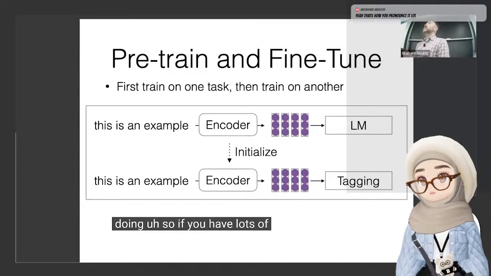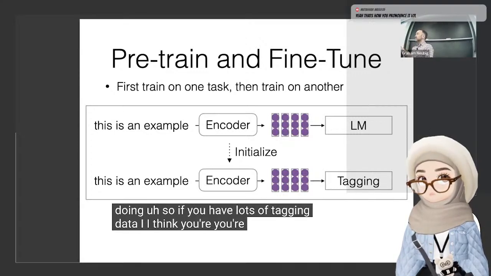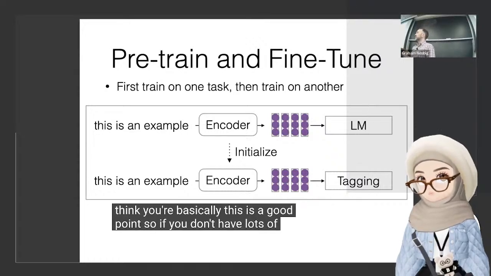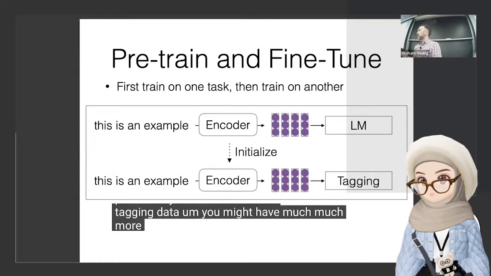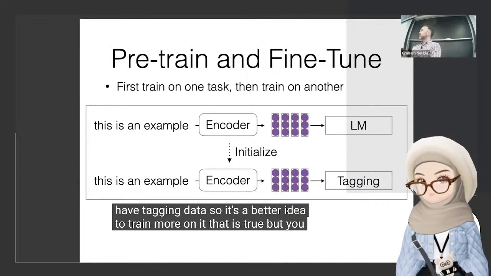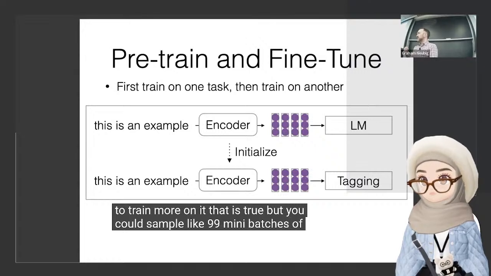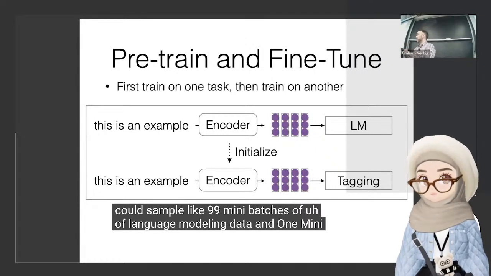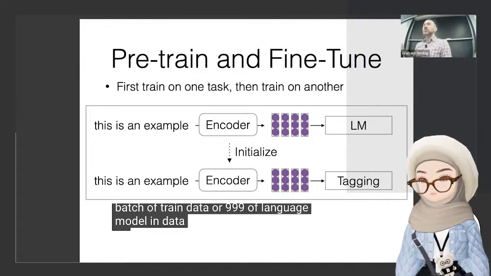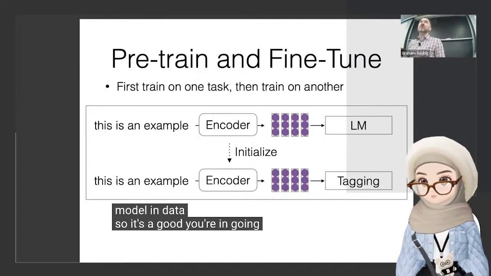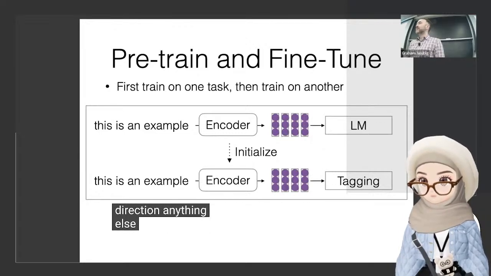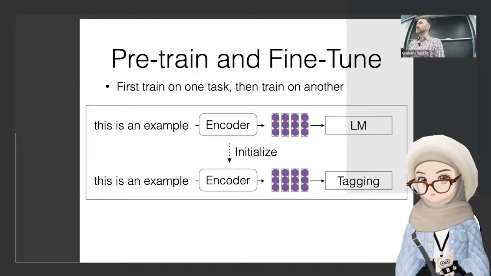So if you don't have lots of tagging data, you might have much more language modeling data than tagging data, so it's a better idea to train more on it. That is true, but you could sample 99 mini-batches of language modeling data and one mini-batch of tagging data, or 999 of language modeling data. So you're going in a good direction. Anything else?